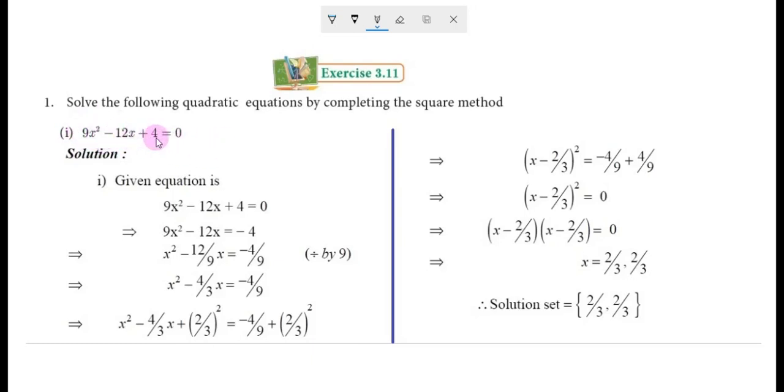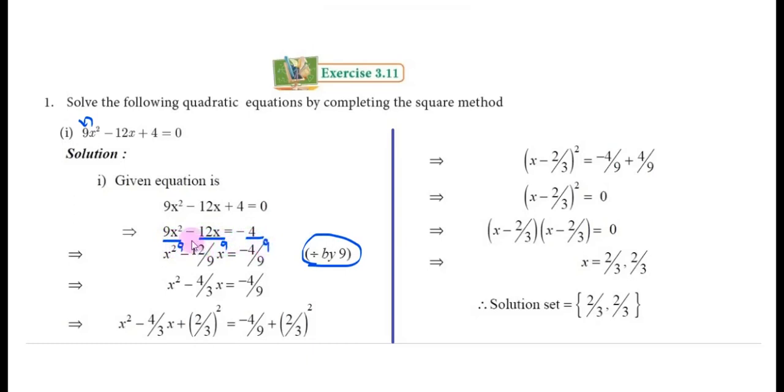Basically, when we apply any completing square method, the x square coefficient should be 1. But here, the coefficient of x square, meaning the number before x square, is 9, so we can't proceed directly. We should divide the given expression by 9. So divided by 9 means here 9x square, and there also by 9.